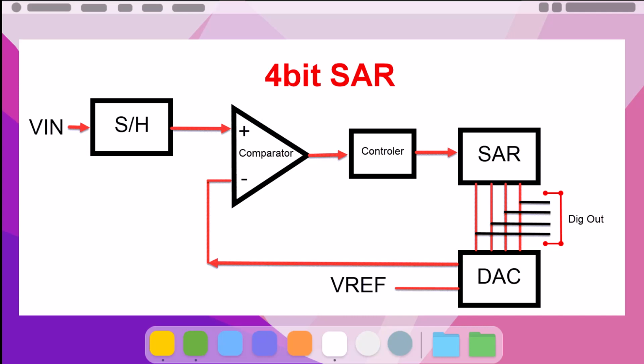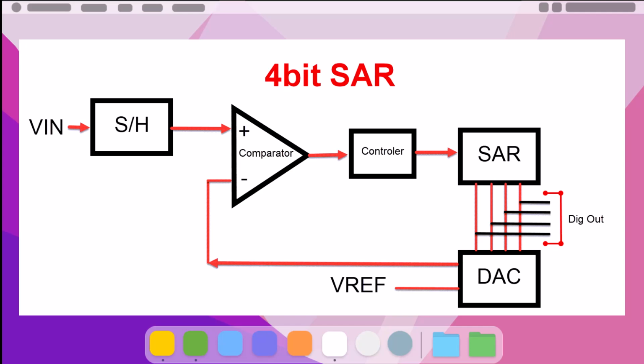Here we have a representation of a 4-bit SAR. Up in the left corner we have the voltage in, and that comes from the multiplexer, and then it's fed into the sample and hold register. That holds the value constant during the conversion phase. Then it feeds that information to the non-inverting input of the comparator.